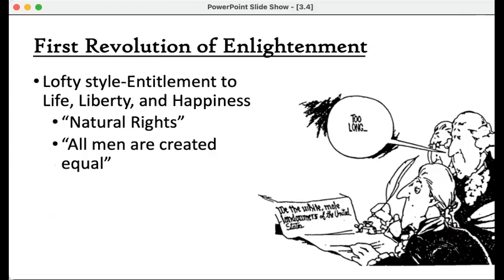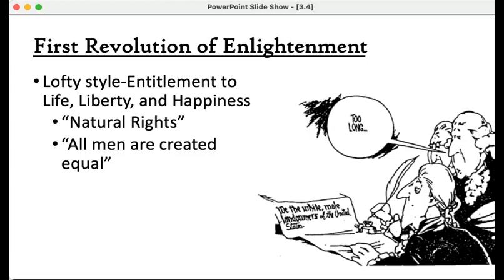The unanimous declaration of the 13 United States of America. When in the course of human events, it becomes necessary for one people to dissolve the political bands which have connected them with another, and to assume among the powers of the earth the separate and equal station to which the laws of nature and of nature's God entitle them. A decent respect to the opinions of mankind requires that they should declare the causes which impel them to the separation. We hold these truths to be self-evident, that all men are created equal, that they are endowed by their Creator with certain unalienable rights, among these are life, liberty, and the pursuit of happiness.